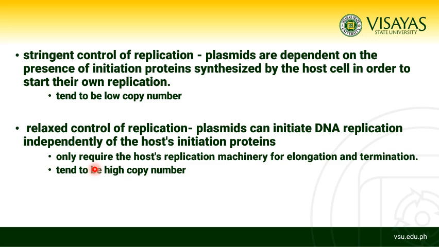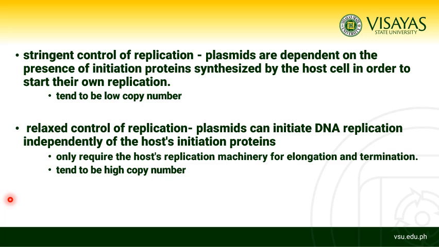So they can independently replicate their DNA even without host initiation proteins. They only require the host replication machinery for elongation and termination. And most likely, if we have relaxed control of replication, it tends to be in a high copy number.